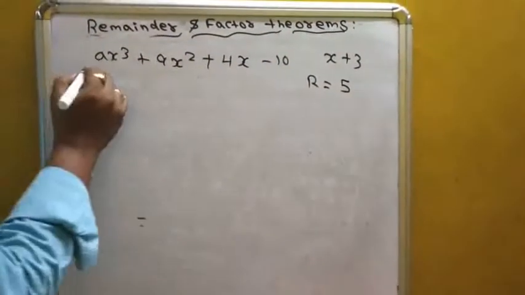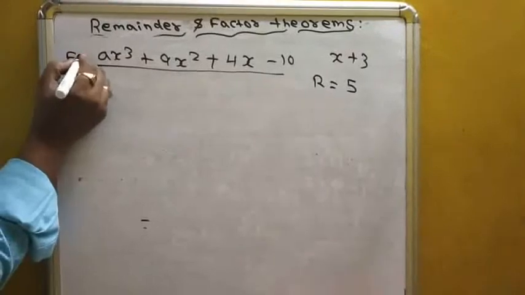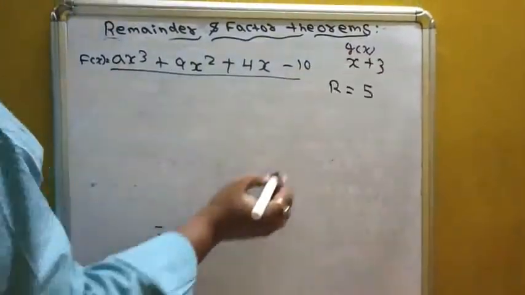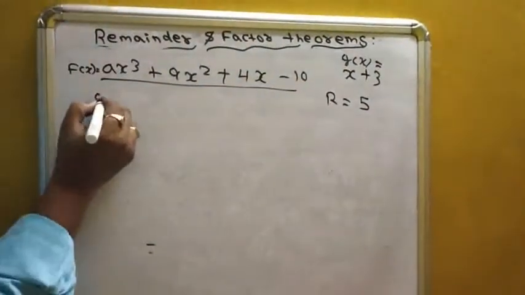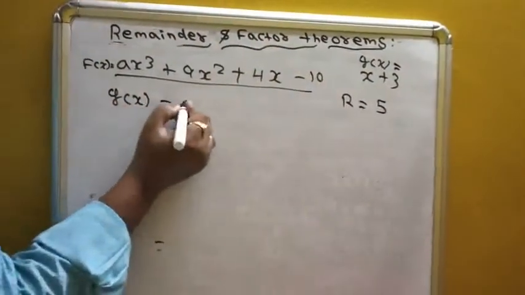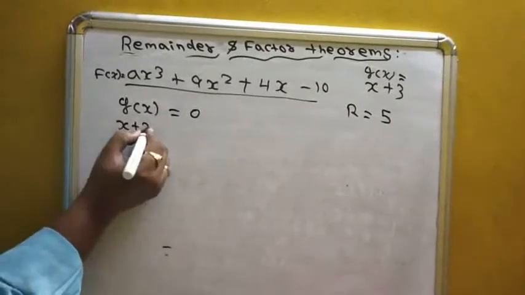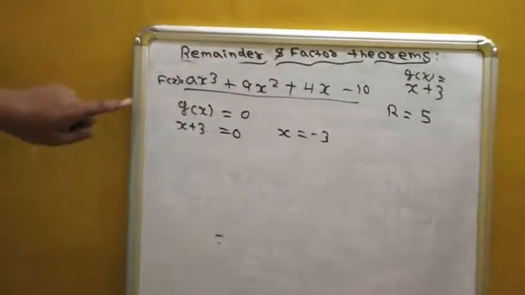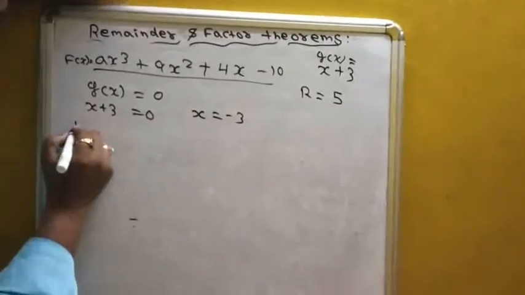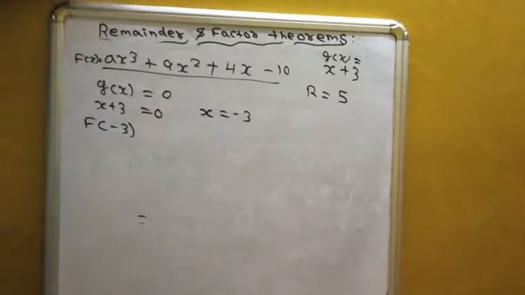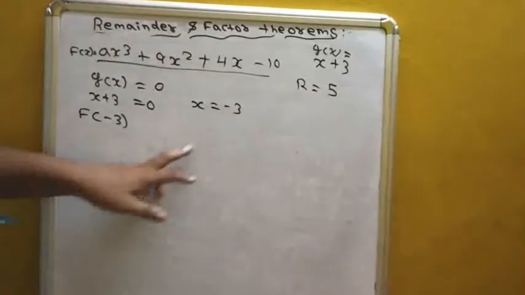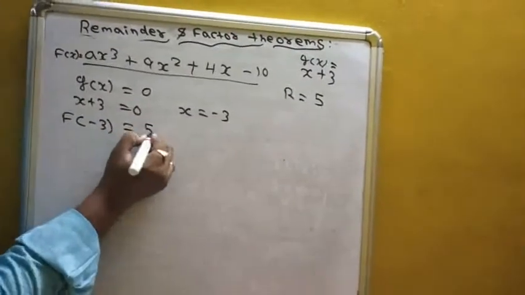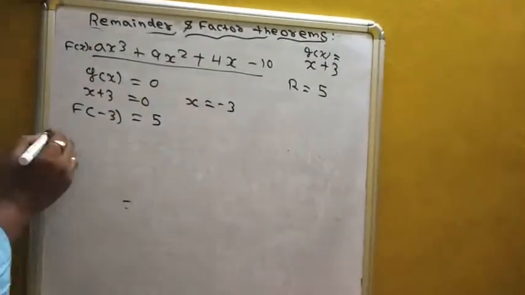So this one is the dividend, or you can write this one is f of x. This one is the function g of x. So what do you have to take? First you write g of x equals 0, x plus 3 equals 0, x equals minus 3 you are getting. So what do you have to do? You have to write f of minus 3. Already given, when you put f of minus 3, you are getting 5 as the remainder. Therefore you can write here 5. So f of minus 3 equals 5.